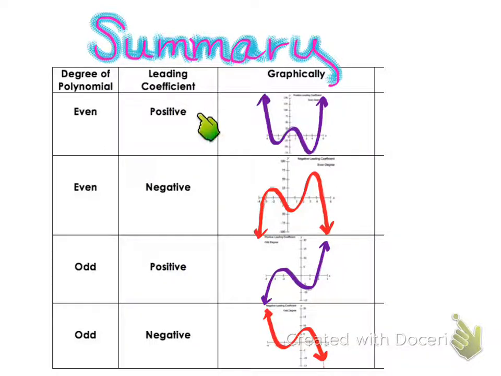When the leading coefficient is positive, look at this, positive and positive, the right side of the graph, and we're just going to focus on the right for right now, the right side of the graph is always going up. Look, see that? Going up, going up. When the leading coefficient is negative, the right side of the graph is going down in both of these scenarios.